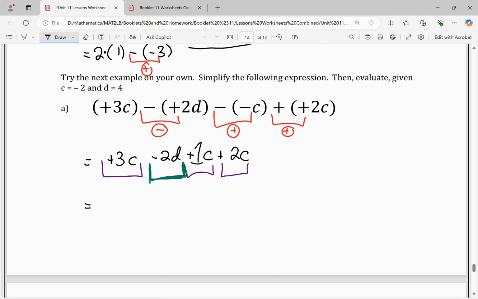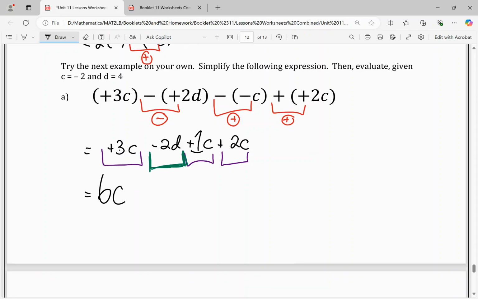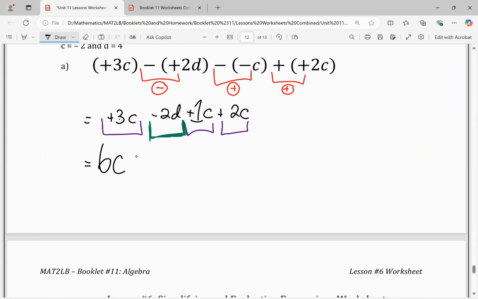So let's start with our C's, right? Positive 3C plus 1C plus 2C. We can add those all together at once. Positive 3, plus 1 is 4, plus 2 is 6. So this is going to become 6c. Now, the negative 2d has nobody to combine with, so that's just going to stay as negative 2d.